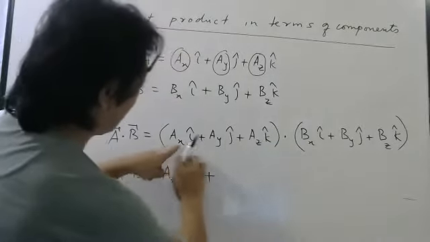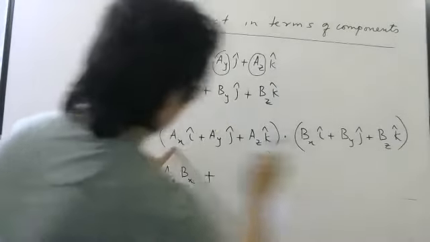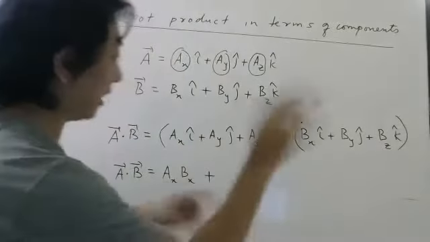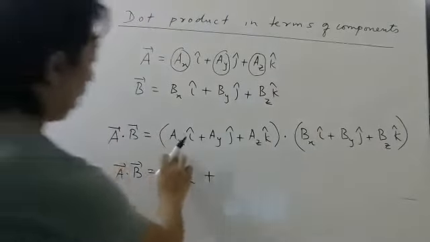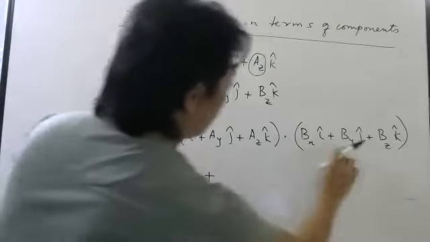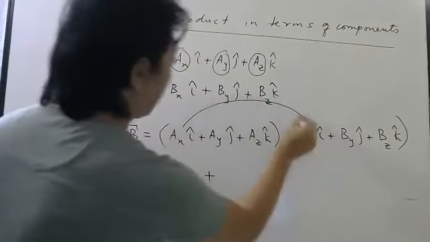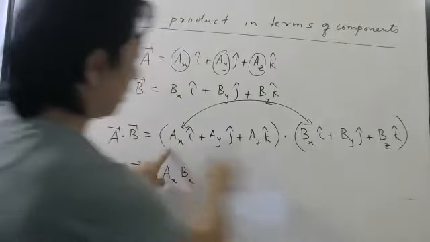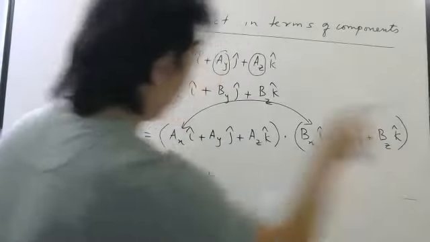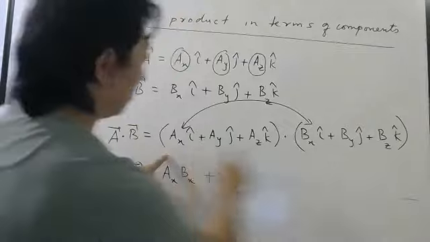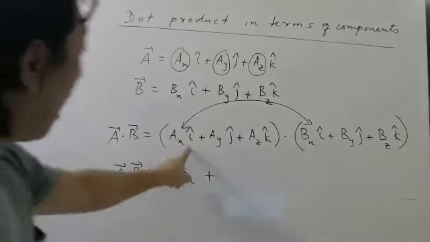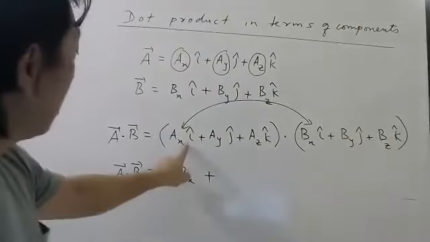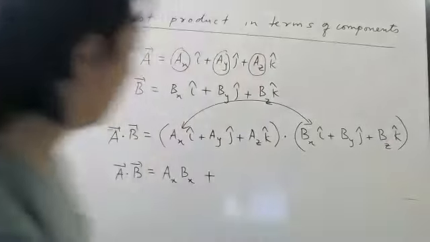Then third term, AX BZ, i cap dot k cap, again 0. So that also will be out. So when I multiply this with these 3 terms, only this product will survive. This product will be 0 and this product will be 0, because just now I taught you, i cap dot j cap is 0 and i cap dot k cap is 0.